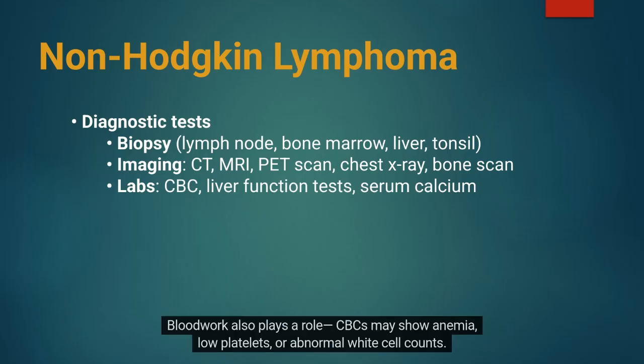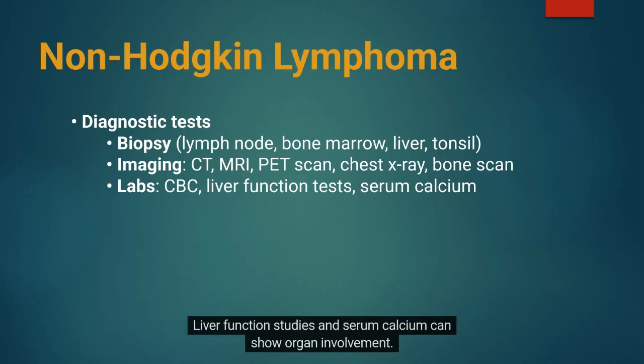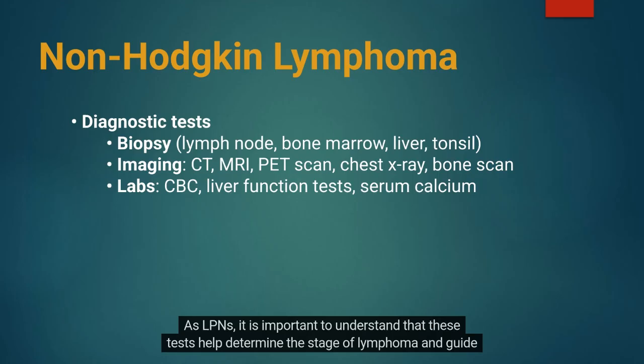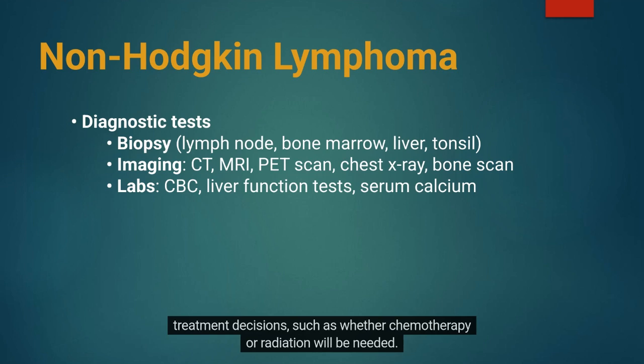Blood work also plays a role. CBCs may show anemia, low platelets, or abnormal white cell counts. Liver function studies and serum calcium can show organ involvement. As LPNs, it is important to understand that these tests help determine the stage of lymphoma and guide treatment decisions, such as whether chemotherapy or radiation will be needed.